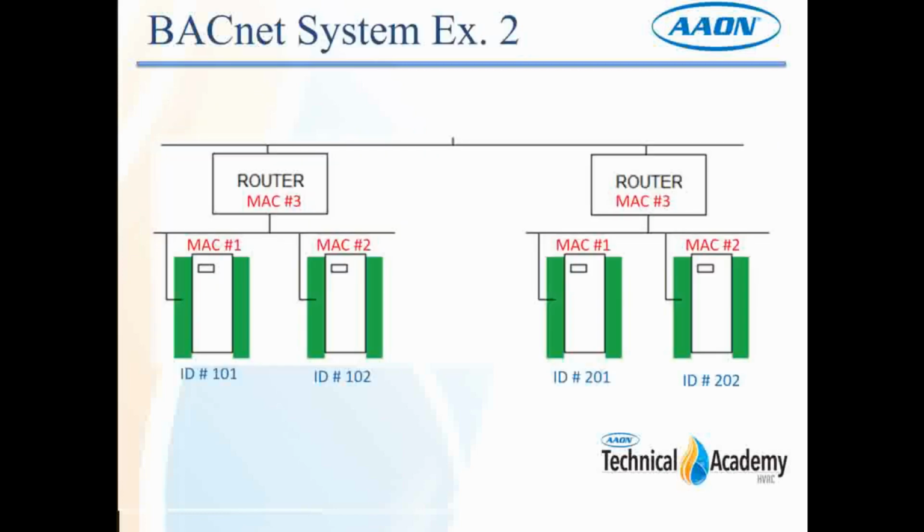So here's an example with the device IDs added into the scheme here. In this case, we have two routers. Each router has an MSTP loop on it. MAC address 1, MAC address 2, MAC address 3. We have another router, MAC address 1, MAC address 2, MAC address 3. They're on different MSTP networks, so these can be the same on the MAC addressing. However, the device IDs have to be different across the entire system. So we have the ID 101, 102, 201, 202. So they're unique numbers. This is a valid addressing.